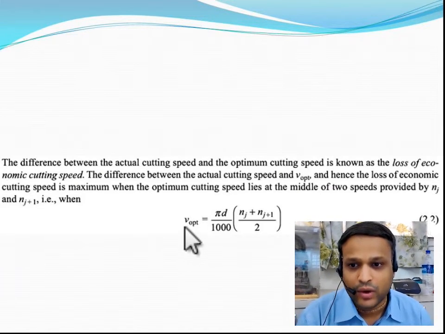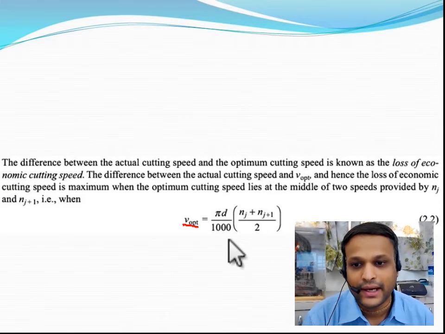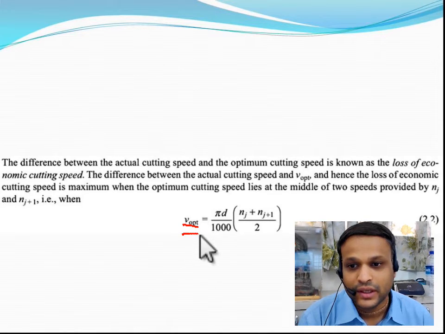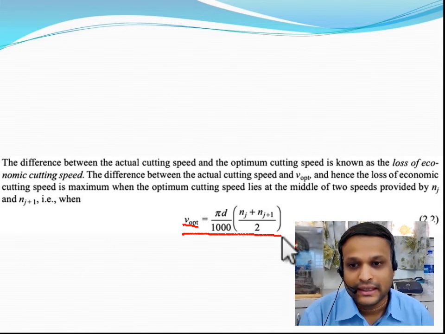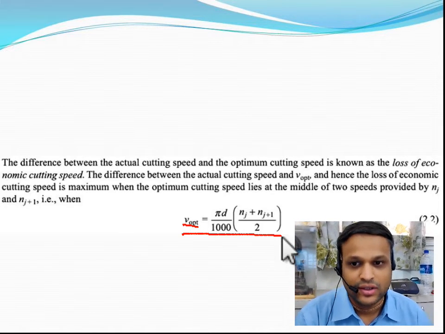So obviously what will be the value of this? You have to simply average it out. So it will be pi d by 1000 times (nj plus nj plus 1) by 2. Okay, so this will be the speed in case your V optimum lies exactly in the center between these two speeds.